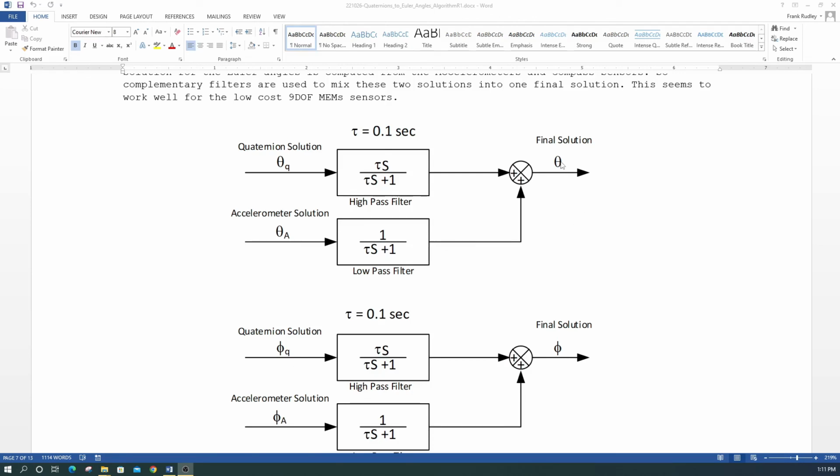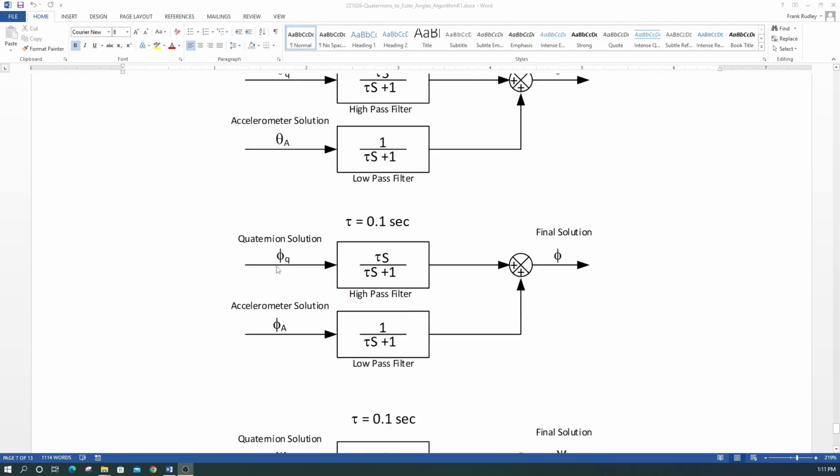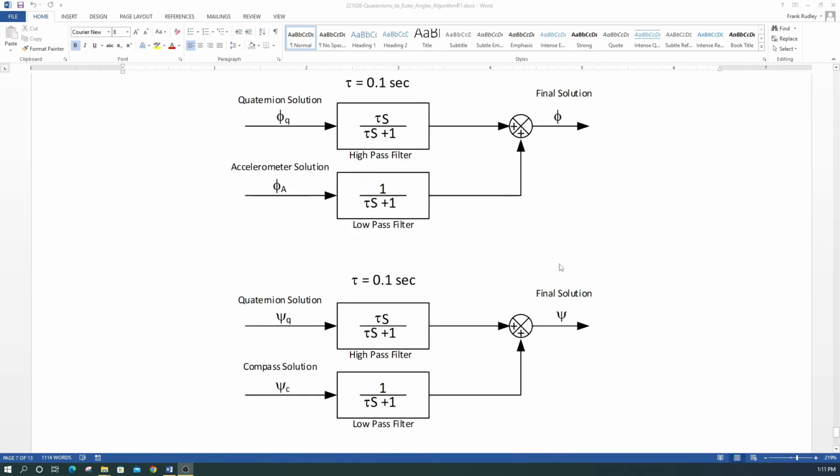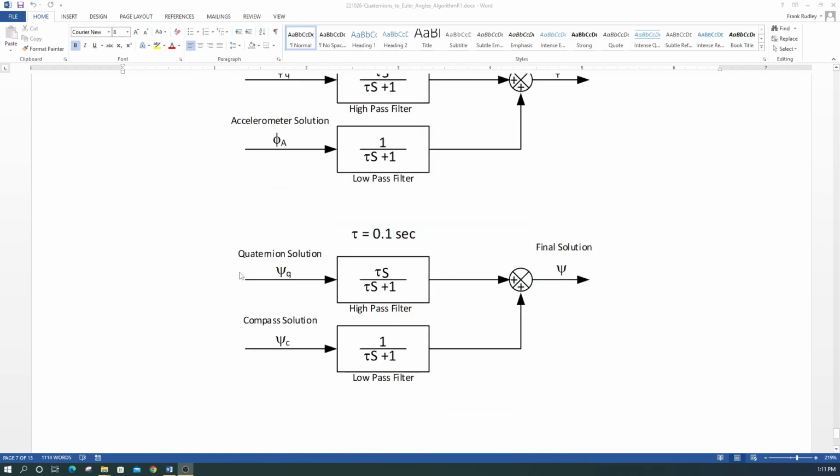So I get theta out of this. Likewise for phi, the bank angle, do the same thing. This is the long-term one from the accelerometer and the short-term one from the quaternion, and I get a final solution for phi. And likewise for psi, which is azimuth, I get one from the quaternion and one from the compass, where these others were accelerometers. Theta and phi came from the accelerometer. Psi comes from magnetic heading, so it's a compass solution. So I get a final solution for psi.